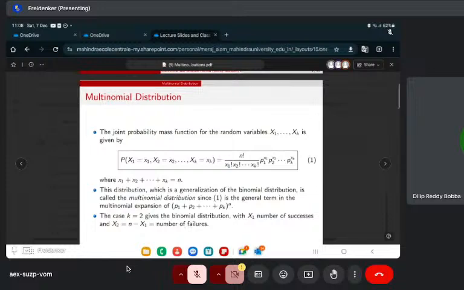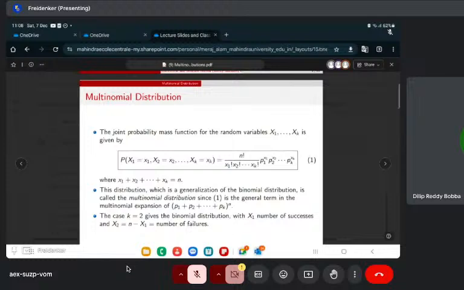So what does it represent? Small pi represents the probability of the success of the event capital Xi. So you have k number of events here, so you'll have k probabilities: small p1, small p2, and so on until small pk. And n is the total number. If you add x1, x2, x3, and so on until xk, you will get the total number of trials. n is the total number of trials.